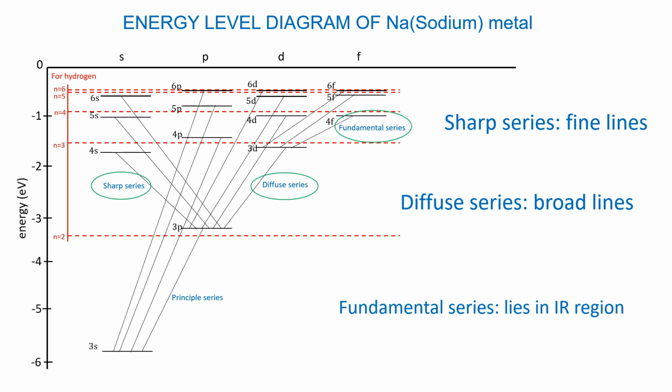In this topic we have to remember the criteria which are to be followed for the successive transitions of electrons to give us the spectra, and we also need to know how to draw the energy level diagram of sodium metal.